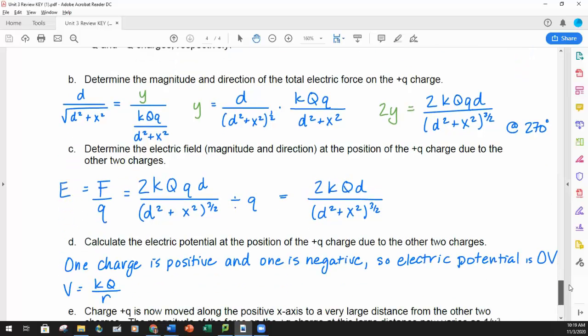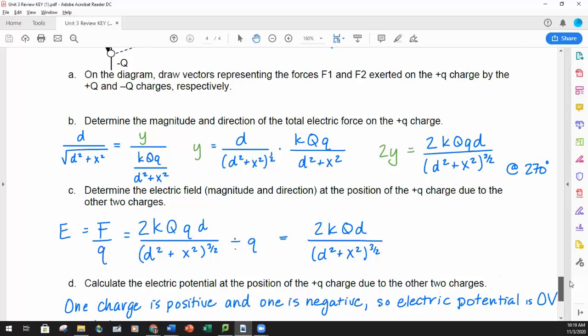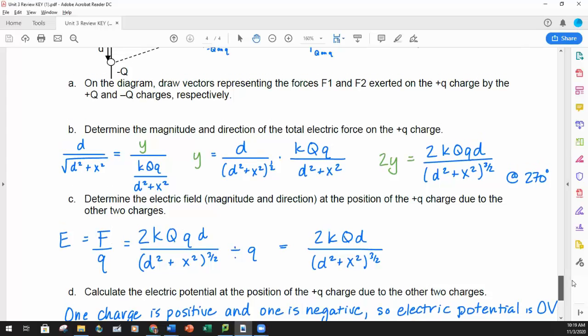So then next, it says determine the electric field at the position of the plus q charge due to the other two charges. Now this is cool. Electric field is defined as force over charge, force per unit charge. So all I have to do is take my answer to B and divide by little q. Again, this is the definition.